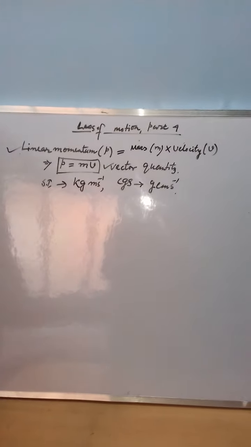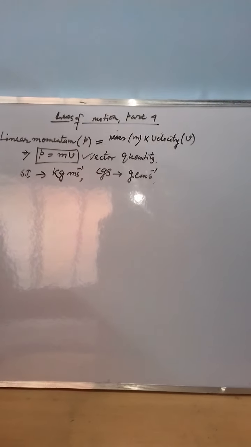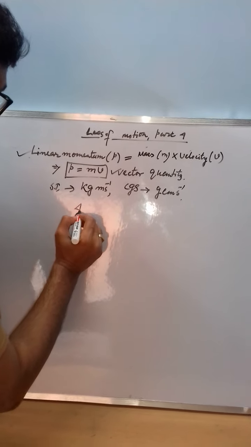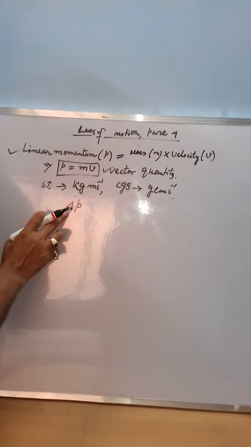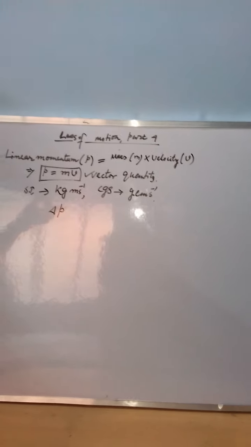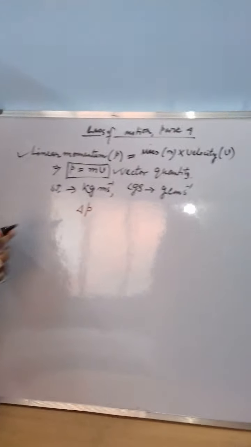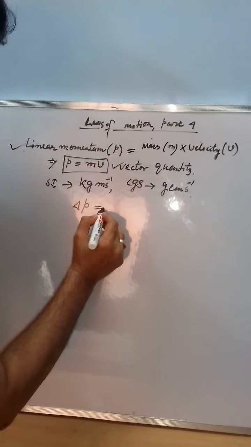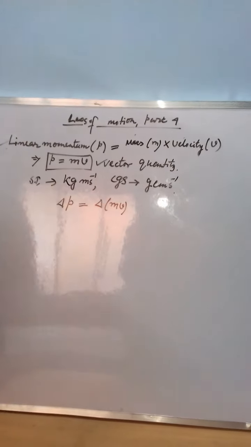Next we have to discuss the change in the momentum. The change in the momentum is denoted by del p. This triangle is pronounced as del or delta. Del p means a very slight change or very little change. So a very slight change in the momentum, del p, is equal to del of m into v.